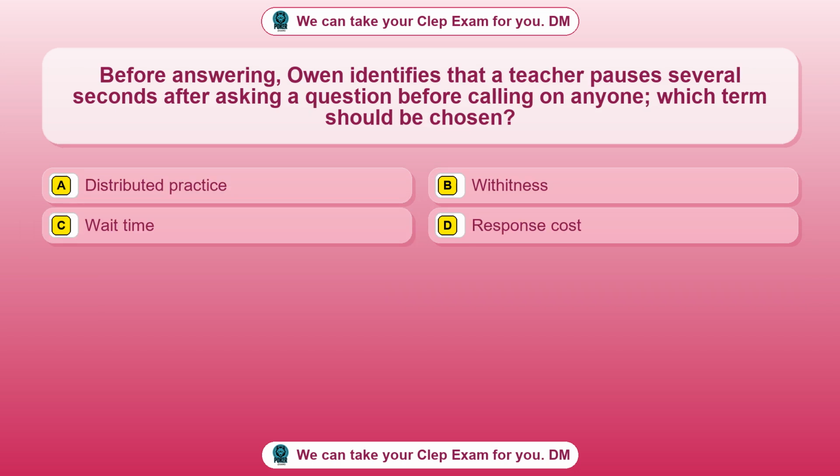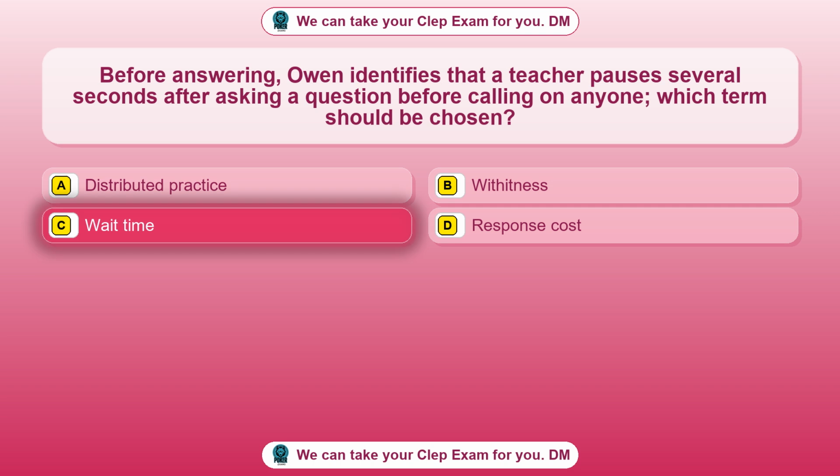Question 75. Before answering, Owen identifies that a teacher pauses several seconds after asking a question before calling on anyone. Which term should be chosen? Option A, distributed practice. Option B, withitness. Option C, wait time. Option D, response cost. The correct answer is option C, wait time.